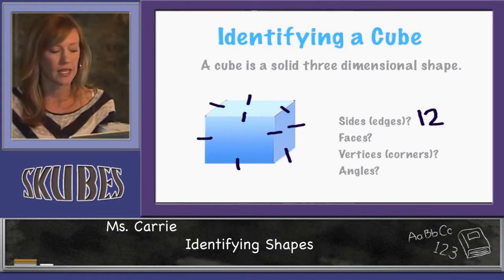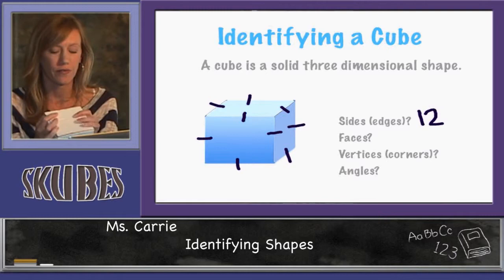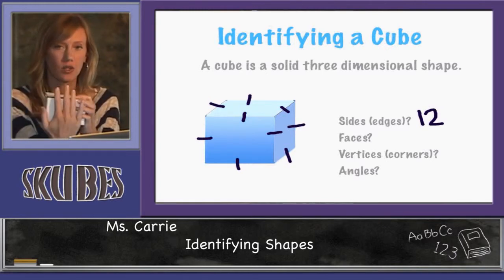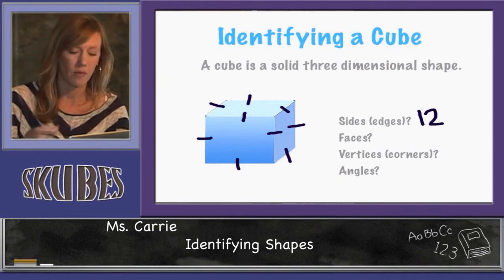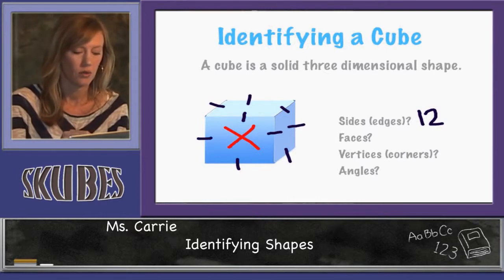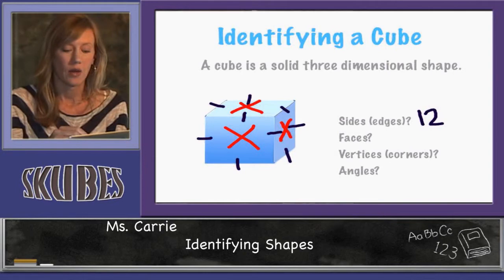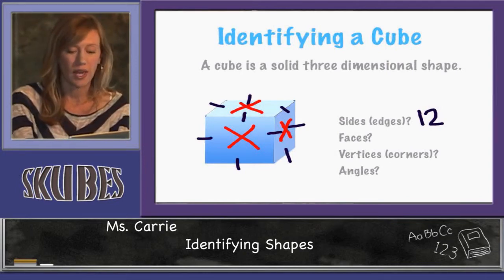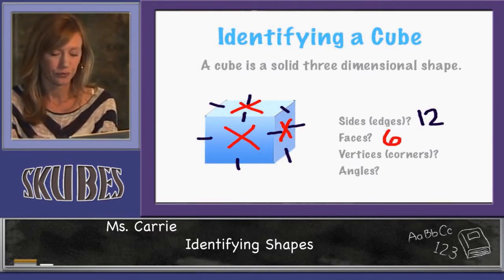Now let's talk about the faces. Remember, a face is a flat surface. So this is a face, here's a face, here's a face. Let's count them up on our picture. We have a face here, we have a face here, we have a face here. Now we also have 3 more in the back that we can't see. So altogether, a cube has 6 faces.